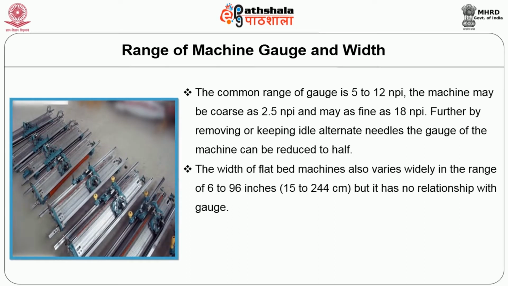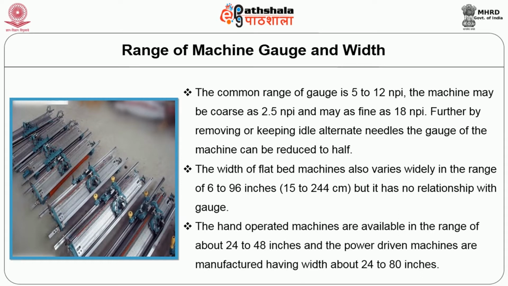The width of flatbed machines also varies widely in the range of 6 to 96 inches, but it has no relationship with machine gauge. Hand operated machines are available in the range of 12 to 48 inches, and the power driven machines are manufactured having width about 24 to 80 inches.